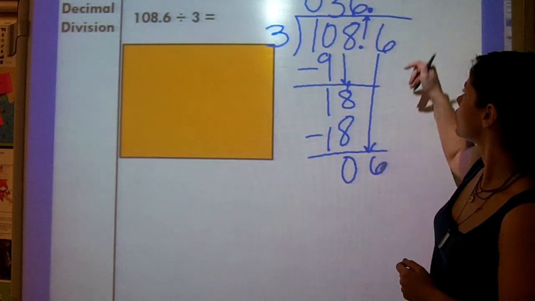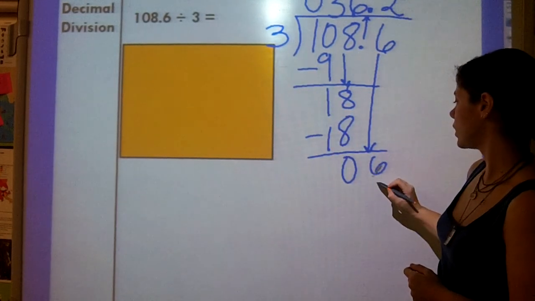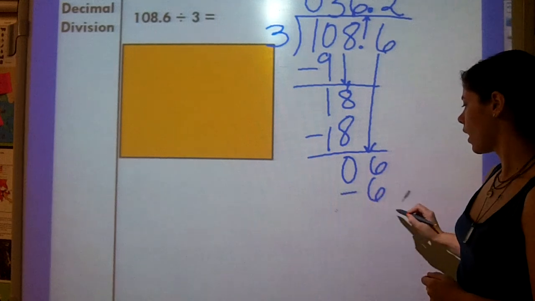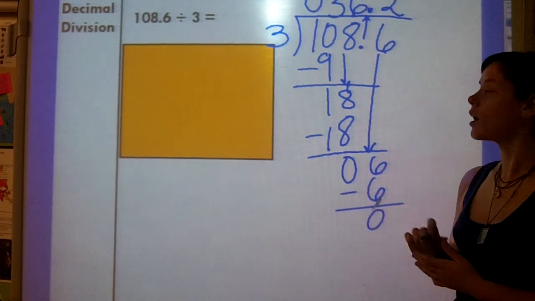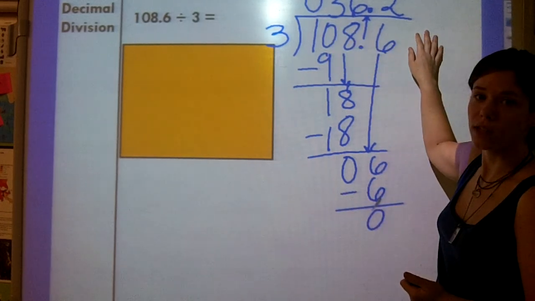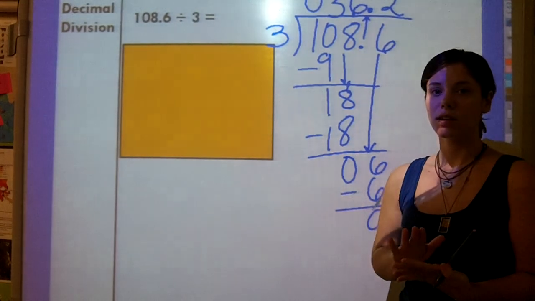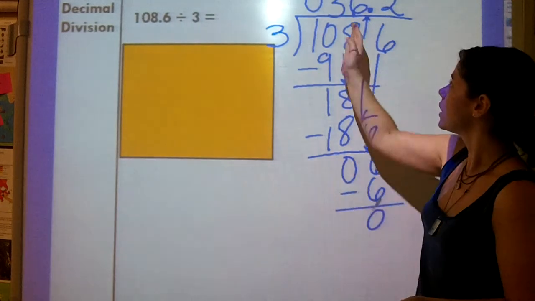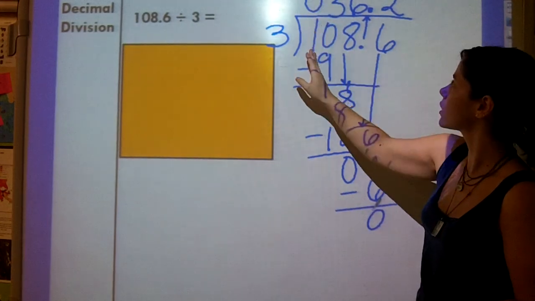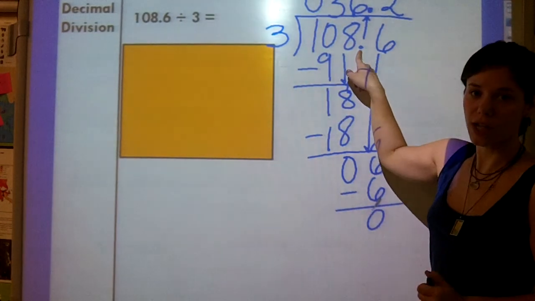3 goes into 6 2 times, because 3 times 2 is 6. I'm left with a 0 at the end. I'm left with nothing in my dividend that I haven't used, so I know I'm finished. The biggest thing that you need to pay attention to is keeping all of your numbers perfectly lined up so you know where to bring your decimal up.